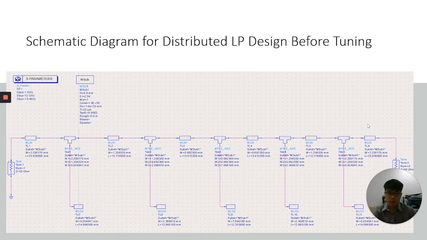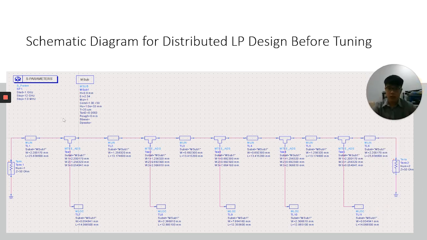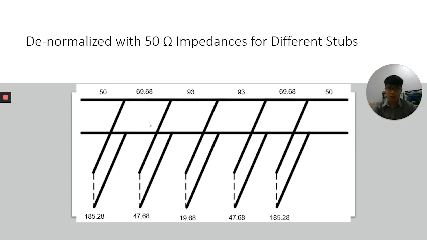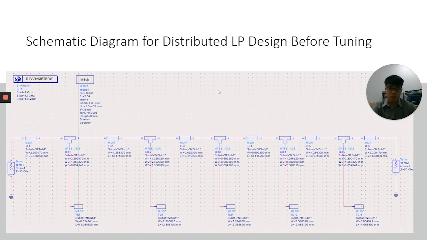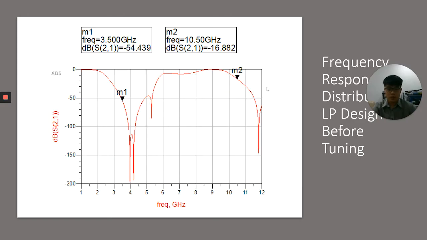And this is what the schematic diagram looks like in ADS. This is the untuned one, and the width and length can be determined by using the LineCalc function in ADS. For the normal transmission line, not the 50 ohm one, the other transmission lines have a 45 degree electrical length, whereas the 50 ohm one has a 90 degree electrical length. This is the first frequency response that we get before the tuning is done.